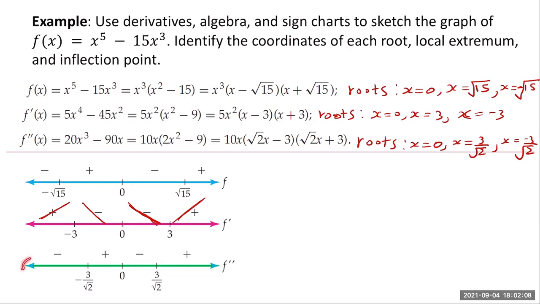The sign chart for f double prime tells you where your function is concave up and where it is concave down. Here in this interval, your function is concave down. In this interval, it is concave up. In this interval, it is concave down. And in the last interval, it is concave up. We also can get some information about the inflection points by looking at this sign chart for f double prime. Notice that inflection points are the points where f double prime changes sign.